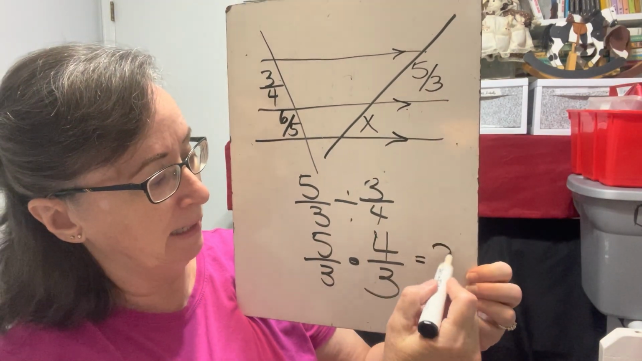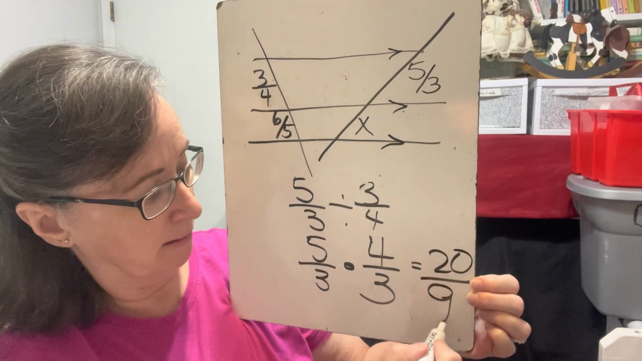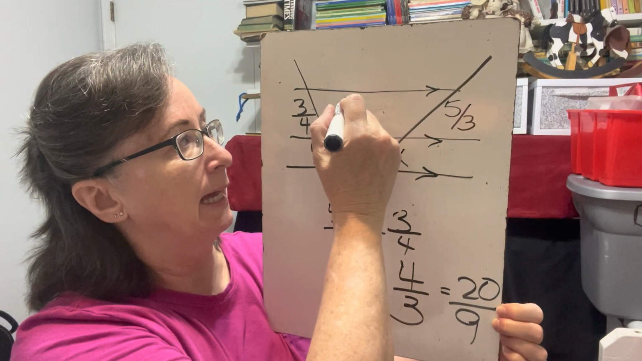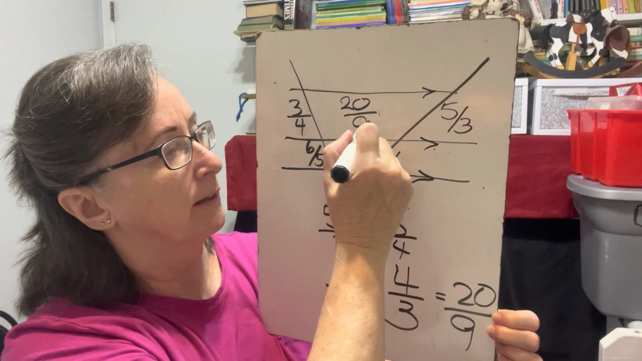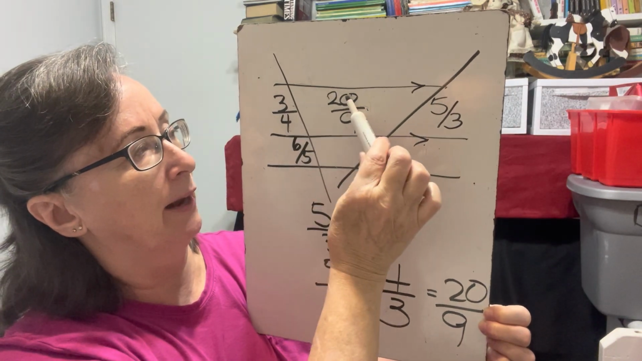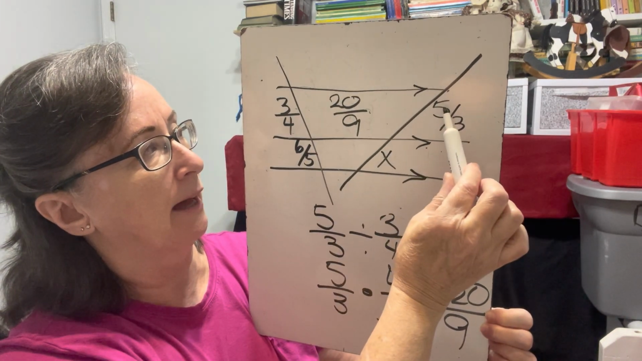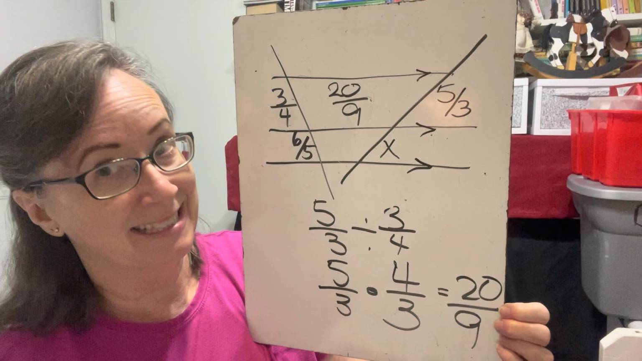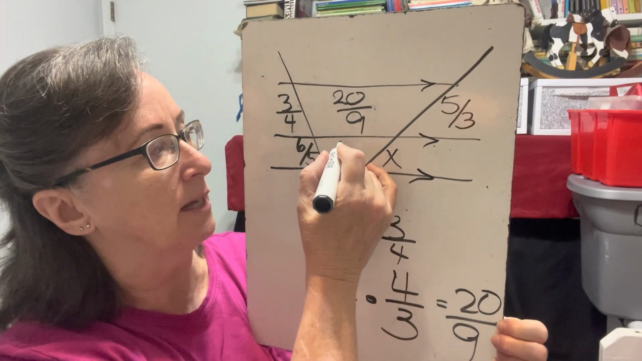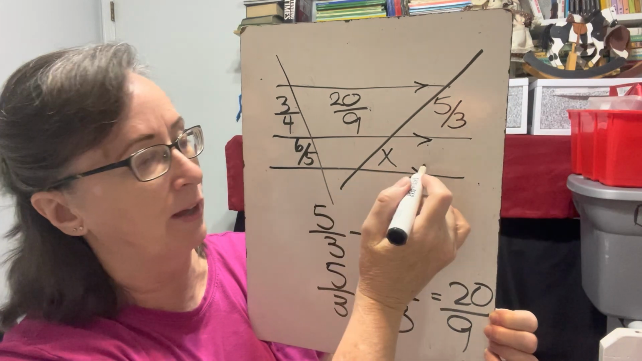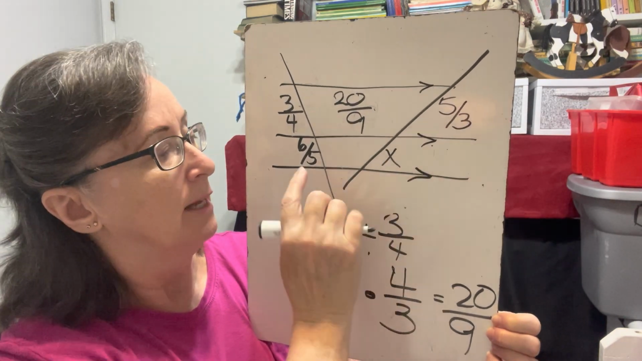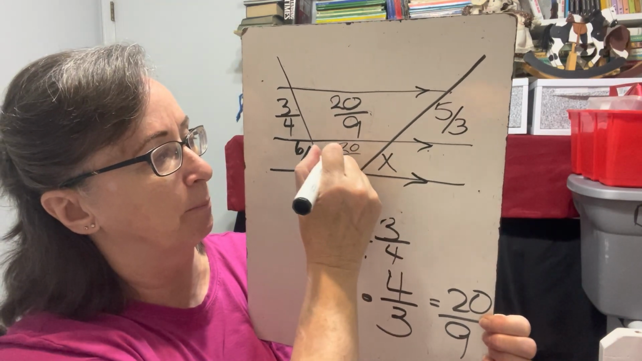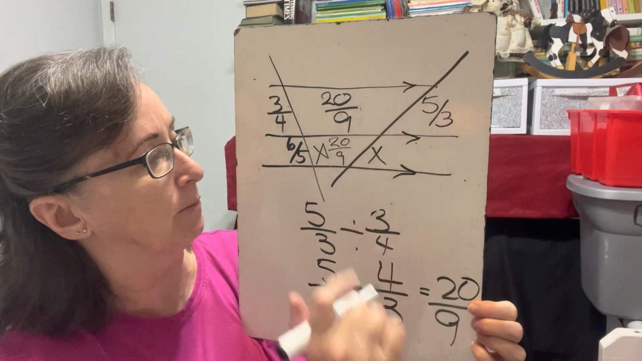So 20/9 is the scale factor. Okay, so you can see the 4 and the 20 are going to cancel with the 5. The 3 and the 9 are going to cancel with the 3 in the denominator. That same scale factor then must also be multiplied by 6/5 to find this missing number. So 6/5 times 20/9. So I'm just saying we're multiplying by that to get this one right here.